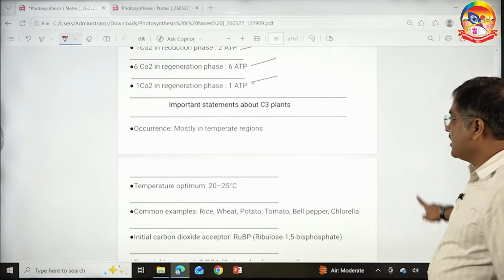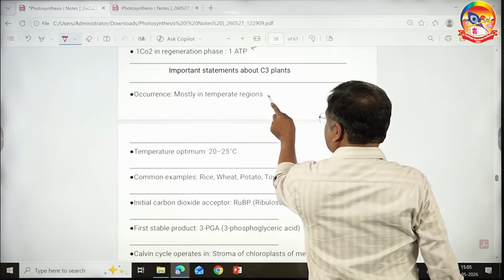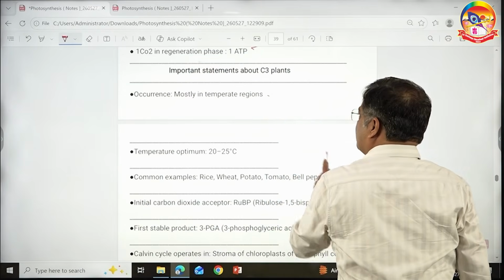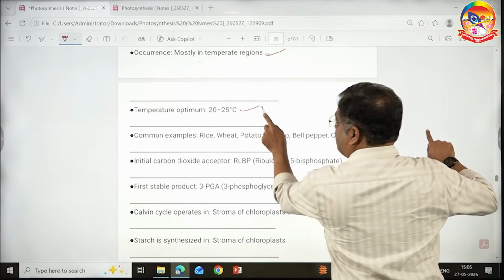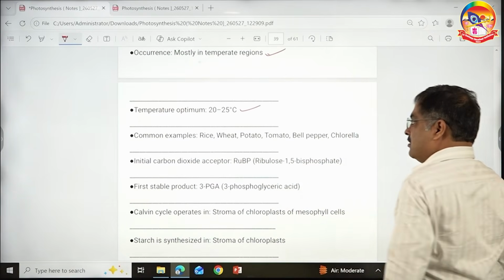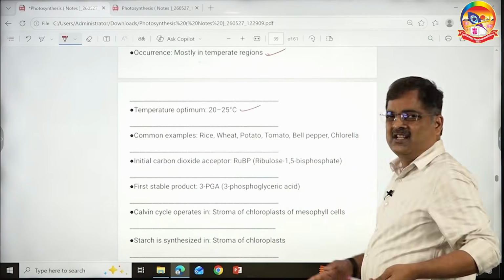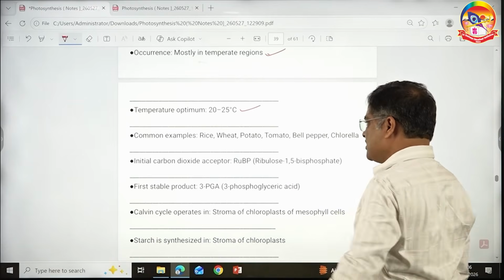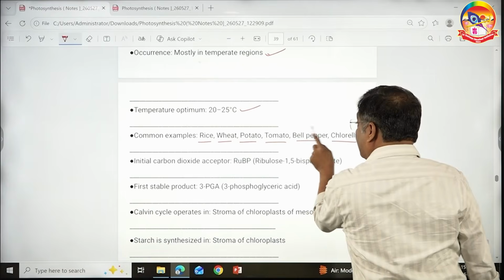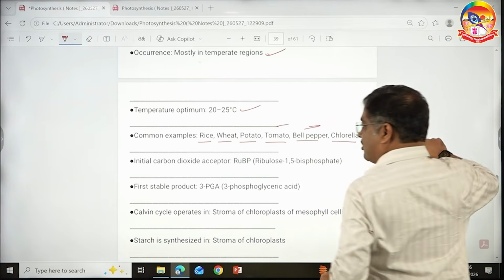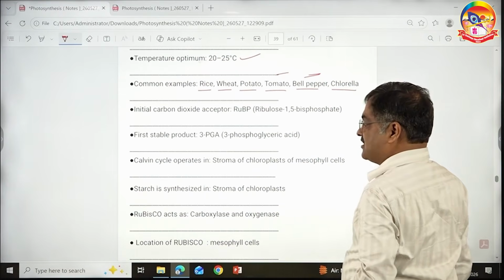Important statements about C3 plants. They are mostly in temperate regions. Yes, C3 plants are mostly temperate. Temperature optimum is 20 to 25 degrees. They work because in temperate regions, children, the temperature is less. Common examples: rice, wheat, potato, tomato, bell pepper. And tomato, we come across this in factors.